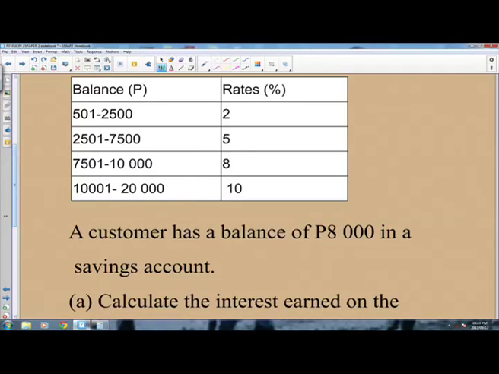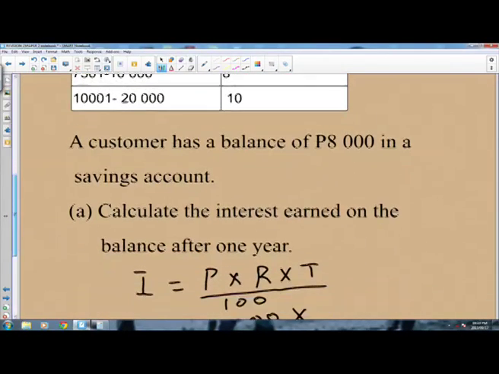501 to 2,500 is 2%, and we can see that the 8,000 pula is falling within the range 7,501 pula to 10,000. So the rate of interest is 8%, because the 8,000 is within that range. It's within the range 7,501 to 10,000. So it's within that range. And the rate there is 8% as per this table.